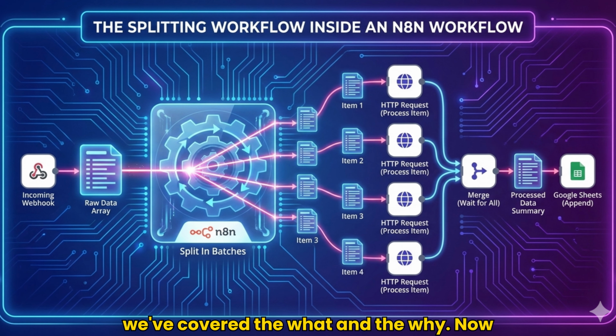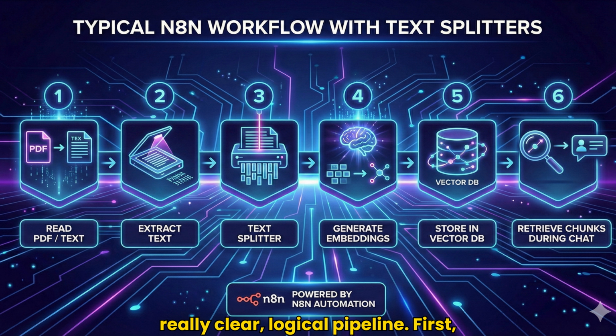All right, so we've covered the what and the why. Now it's time to get into the how. Let's take a look at what this actually looks like inside our real n8n workflow. It's a really clear, logical pipeline. First, you read a file. You extract the text. And then, bam, step 3, there's our star player, the text splitter node.